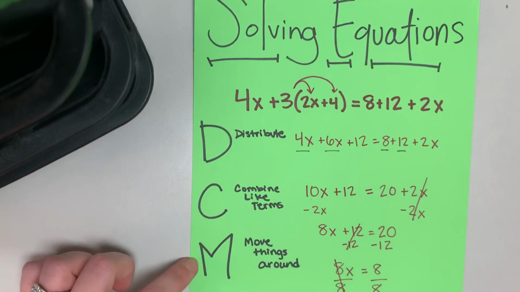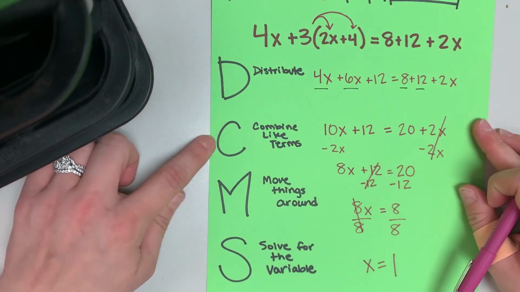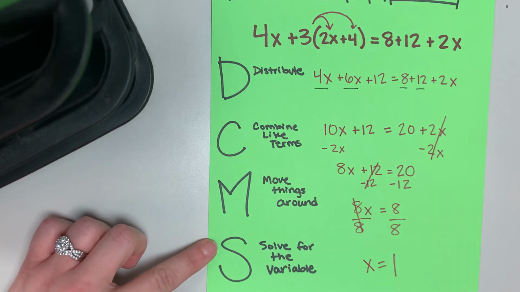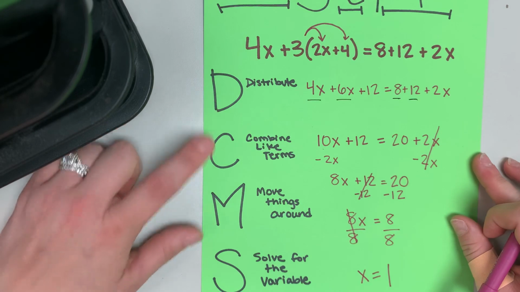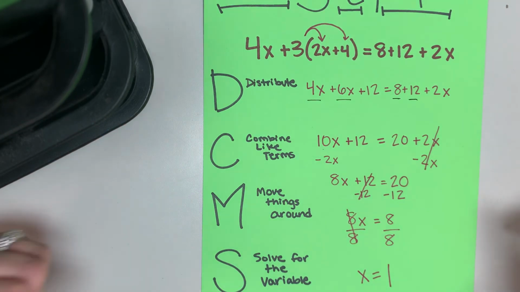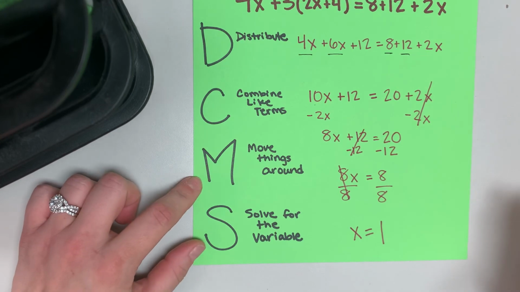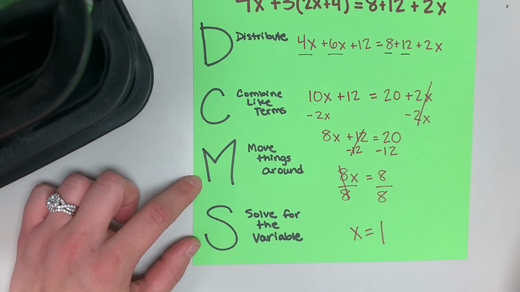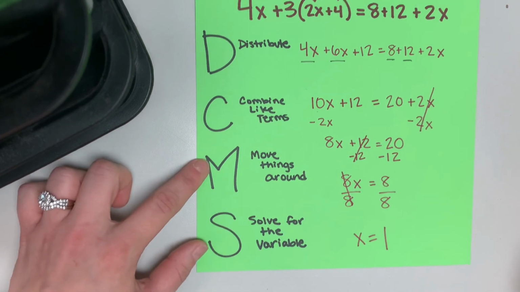So let's recap. Anytime you are solving equations, you always want to follow a DCMS protocol. Check for any distributive property. After you do that, combine like terms on the left, combine like terms on the right. Then move down to your move it stage. After you've moved your variables to one side and your constants to the other side, you then can solve for the variable.